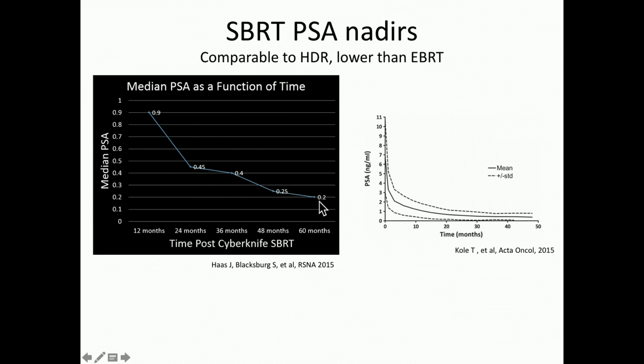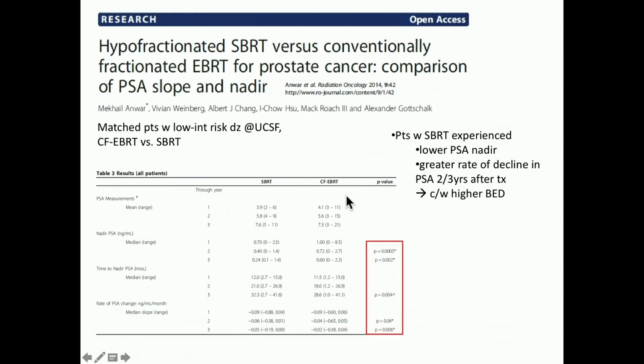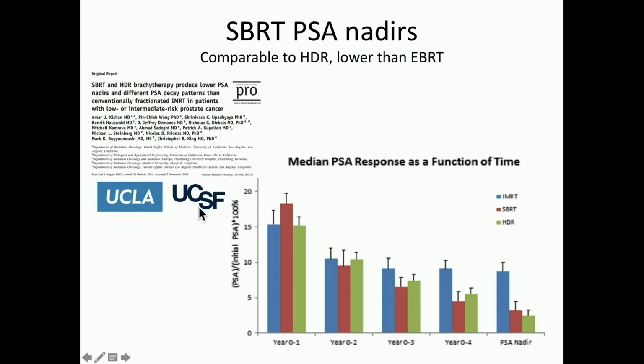At NYU Winthrop, our PSA nadirs at 5 years are around 0.2, pretty similar to the Georgetown experience that's been published. This was out of Dr. Roach's group at UCSF, which compared patients who received conventional fractionation to those who received stereotactic, showing that patients with stereotactic radiotherapy had lower PSA nadirs. They had a greater rate of decline in PSA 2 and 3 years after treatment, all consistent with a higher BED. They combined their data set with UCLA and looked at patient PSA responses.